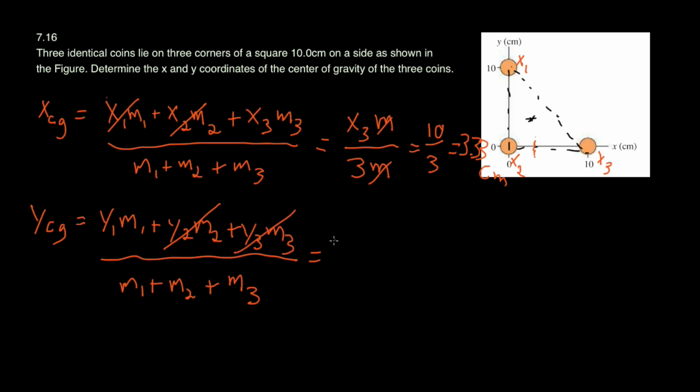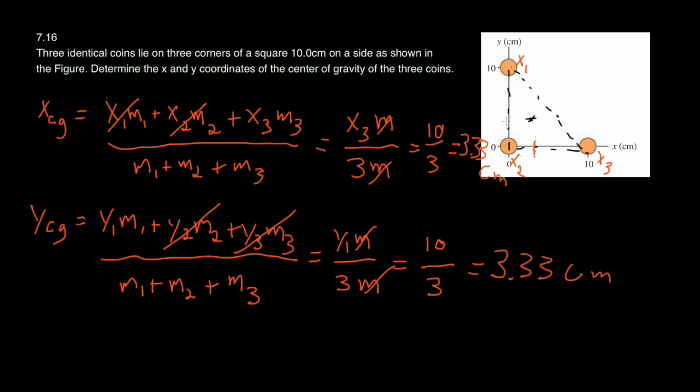So it just comes out to y1 times m over 3m, right? m1 plus m2 plus m3 is just 3m because they all have the same mass, so it's just m plus m plus m. And so this comes out to y1, the y coordinate of this is going to be 10. And then the m's cancel out. And so we'll have a 10 over 3 again. And this is equal to 3.33 centimeters. So 3.33, a third of the way up, 10 centimeters. And so we were right. That's where our center of mass is going to be. And that's problem 7.16.